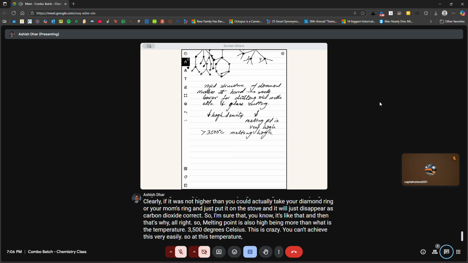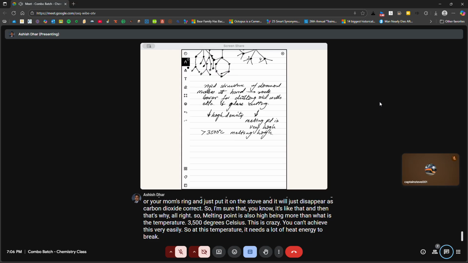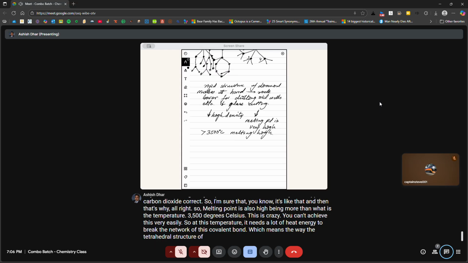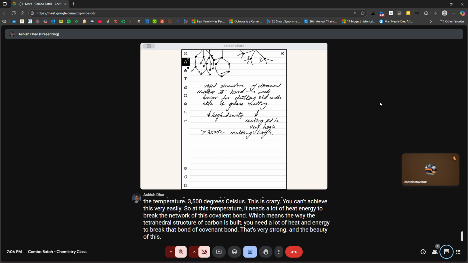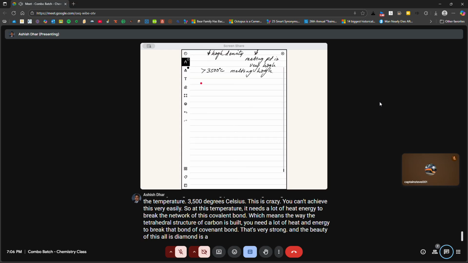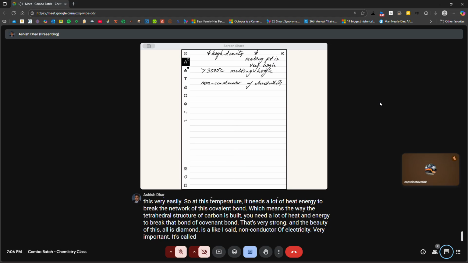So at this temperature, it needs a lot of heat energy to break the network of this covalent bond, which means the way the tetrahedral structure of carbon is built, you need a lot of heat and energy to break that covalent bond. That's why it's very strong. And the beauty of all this is diamond is, like I said, a non-conductor of electricity. Very important.